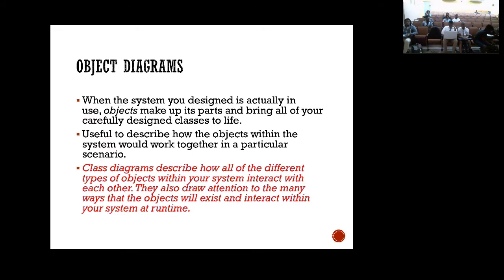So the object diagram is not exactly dynamic. It's saying that if you were to freeze the system at a point in time, these particular objects would be alive, and this is how they'd be related. These are the connections that they would have with each other. That's what the object diagram tells us. So class diagrams describe how all of the different types of objects within your system interact with each other. They also draw attention to the many ways that objects will exist and interact within your system at runtime.